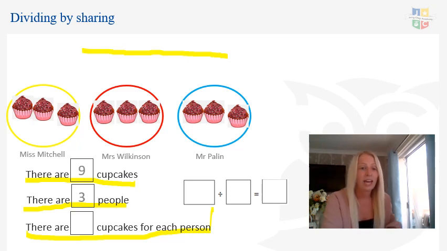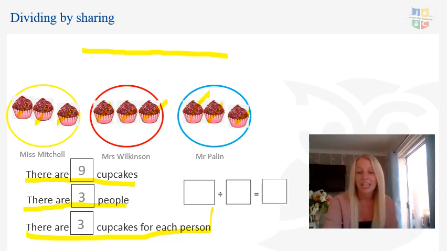I've got 1, and I'm going to cross and count. I've got 1, 2, 3. Mrs. Wilkinson's got 1, 2, 3. And Mr. Palin's got 1, 2, 3 cupcakes. So there are 3 cupcakes for each person.